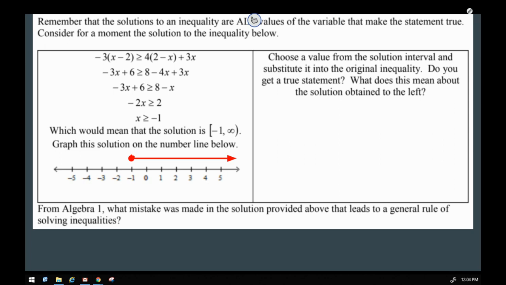Okay, so choose a value from the solution interval and substitute that into your original inequality. So what's a really easy number to plug in? 2 or 1, you can do both of those. I would have chosen 0. Whichever one you want to plug in, go ahead, as long as it is greater than or equal to -1. Plug it in for x into that original inequality right here.